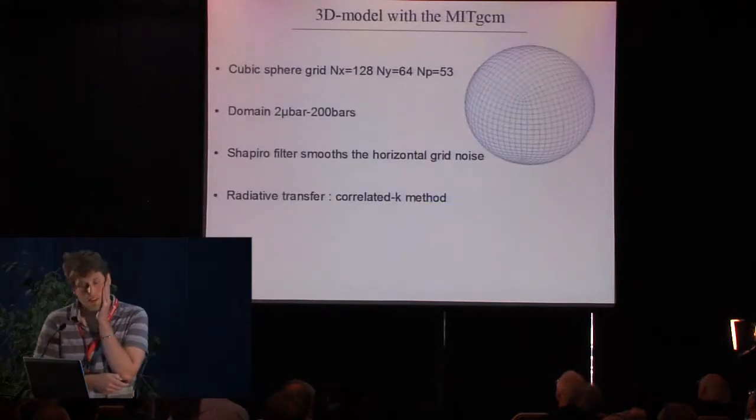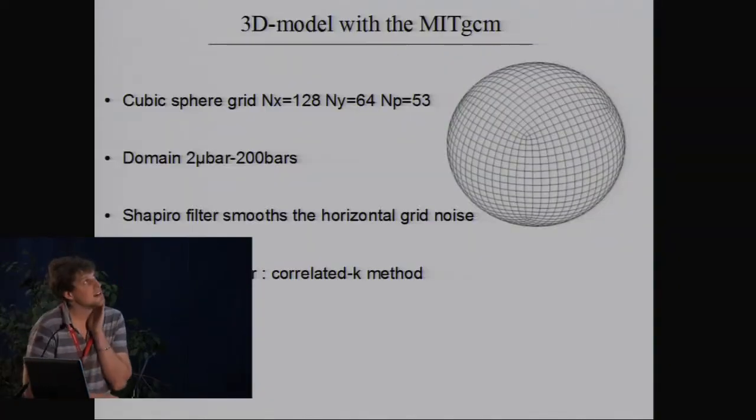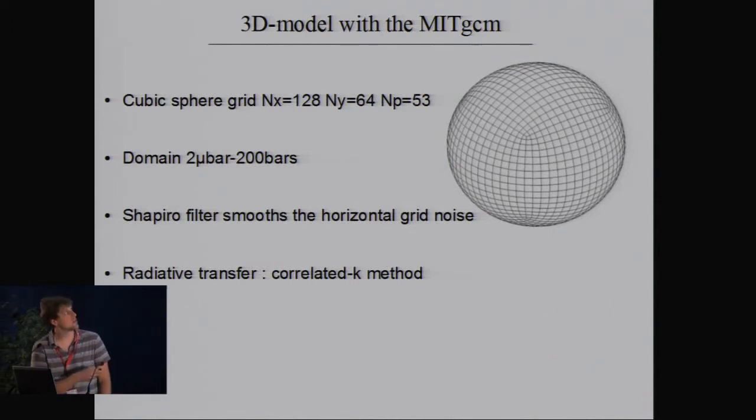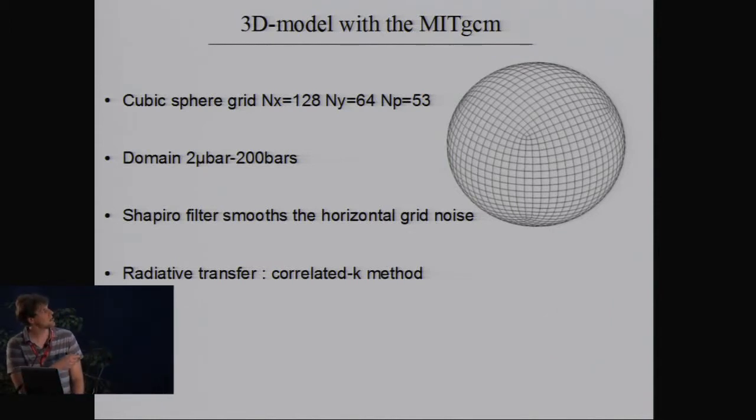So, how do we want to study those hot Jupiters? One of the main points about hot Jupiters is that they are 3D objects, and to model 3D objects, you need 3D models. So we use the MITgcm. We solve the equations of hydrodynamics on a cubed sphere grid on a large domain of pressure, with a radiative transfer that is quite complex, taking into account many chemical species.